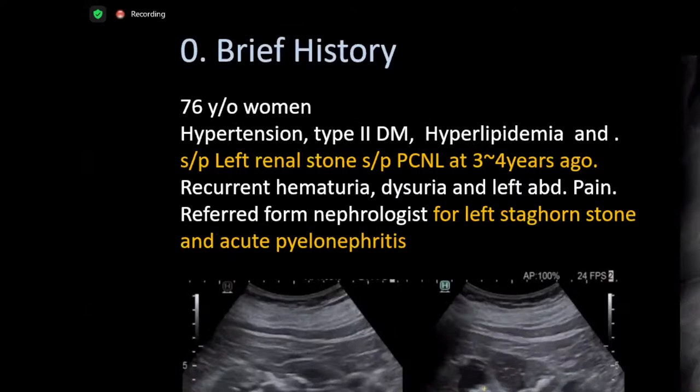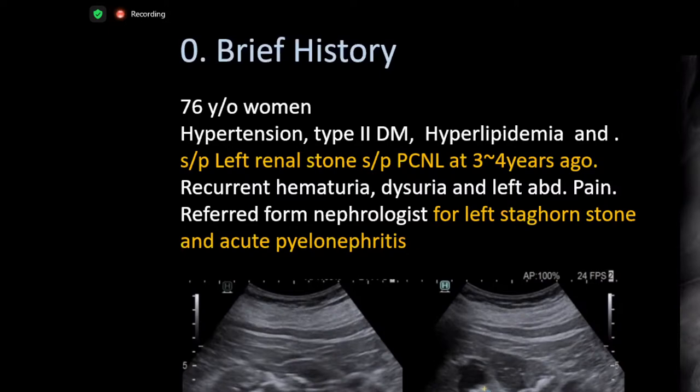Okay. So our colleague, the urologist, referred this patient to me for a large left stone and recurrent pyelonephritis. You can see the KUB and the renal echo from the first visit. You can see the fuzzy appearance of the huge Staghorn stone, like a gallbladder stone. In the ultrasound, you can see the big acoustic shadow. So my first impression is a Staghorn stone.